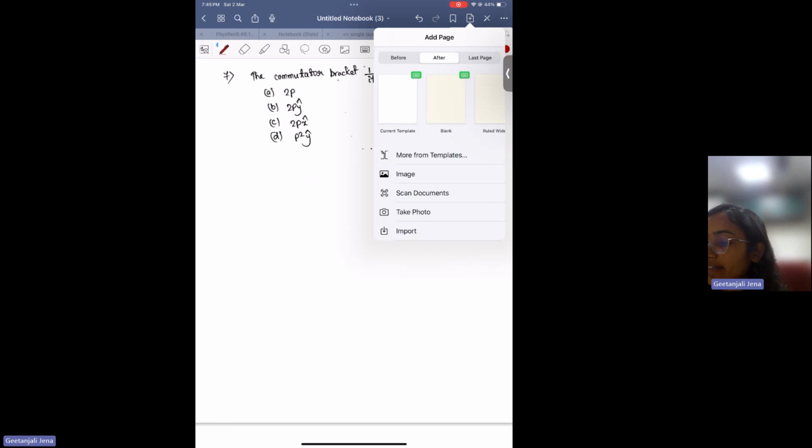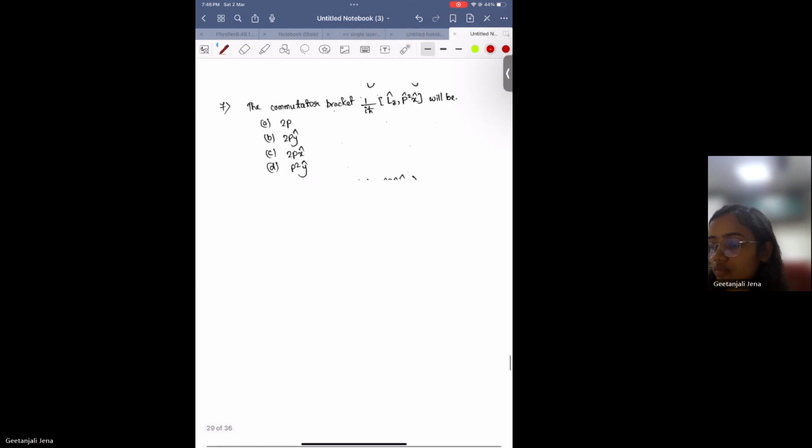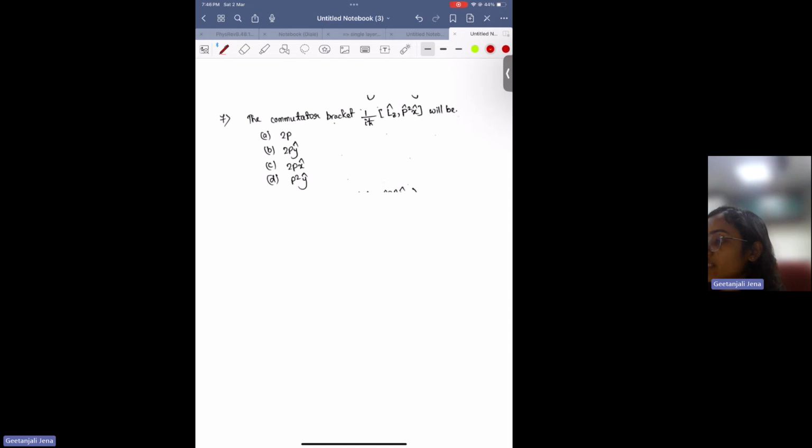So let's see our next problem. The next problem is based on the commutation relation. We are given two operators, Lz and Px square. So what it is asking, what is the value of this commutation relation, 1 by iħ, the commutator of Lz with Px square? What is this expression?